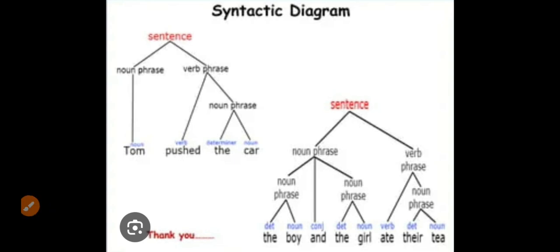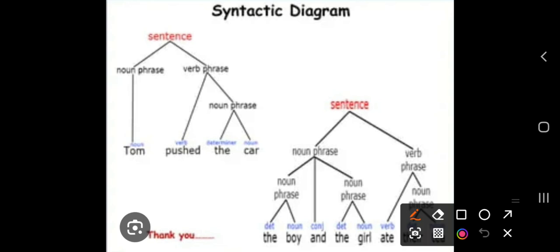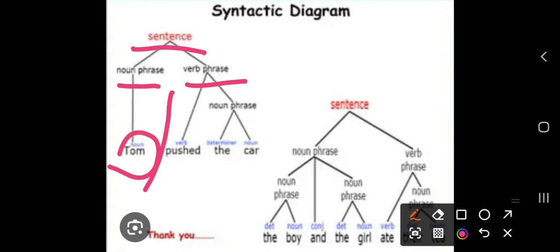Now let us take the first example: Tom pushed the car. So here is the sentence, and this is the noun phrase and verb phrase, very basic. You can give this example in your exam, even in the final exam. I told you that one word is considered a phrase, so Tom is a noun phrase. Then the verb phrase: first you have to drop the verb, and why? Because in the verb phrase, a noun phrase is also there. So that is the verb, and the verb will be dropped.